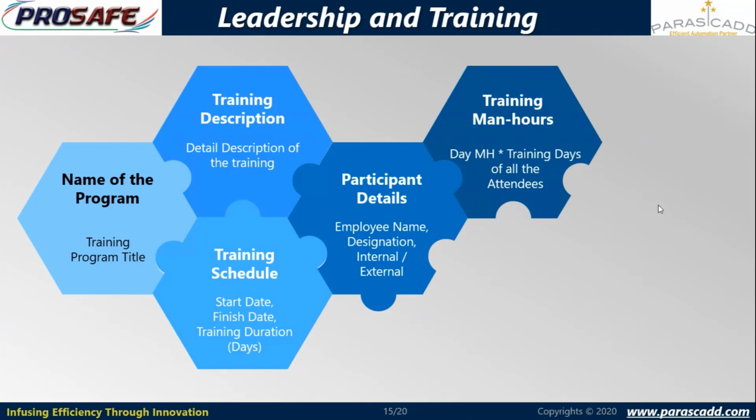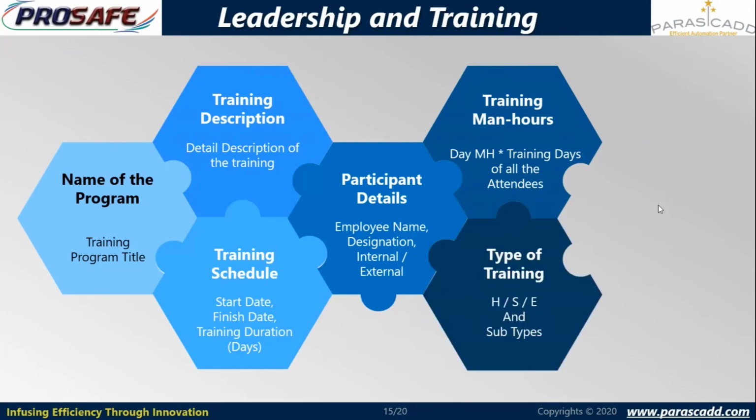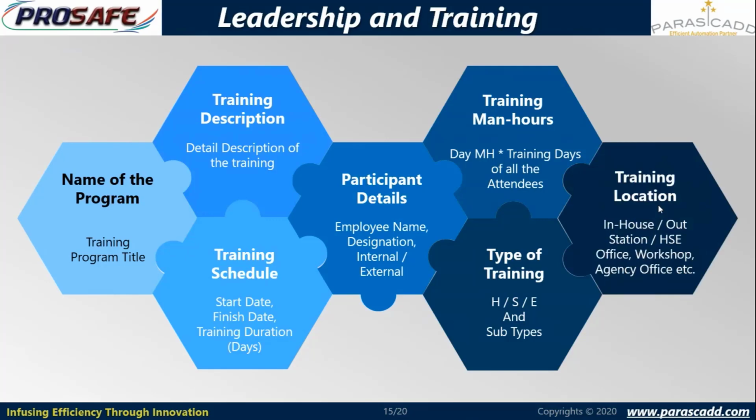Training man hours, date, man hours, training day, and all the attendees' details will be considered. Type of training can be health, safety, or environment, and their subtypes also. Training locations can also be recorded, like in-house training, outstation training, HSE office, workshop, agency office trainings, etc. So we can keep records of various training programs and related leadership in health and safety management, that is PROSAFE.